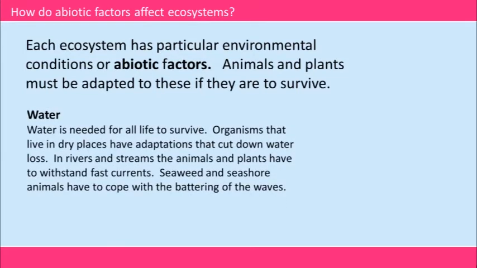The first of these is water. Water is needed for all life to survive. Organisms that live in dry places have adaptations that cut down water loss. In rivers and streams, the animals and plants have to withstand fast currents. Seaweed and seashore animals have to cope with the battering of waves.